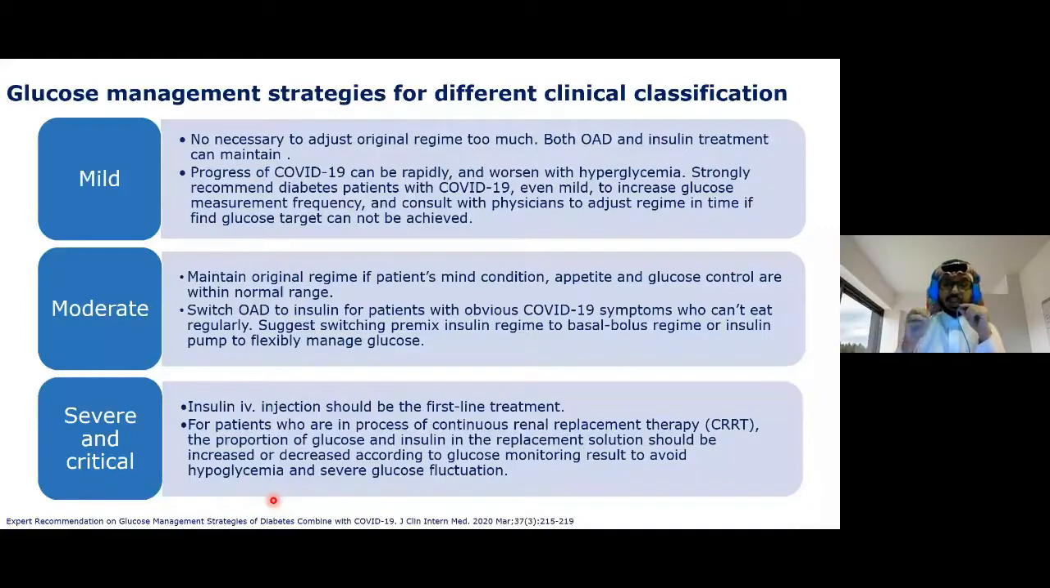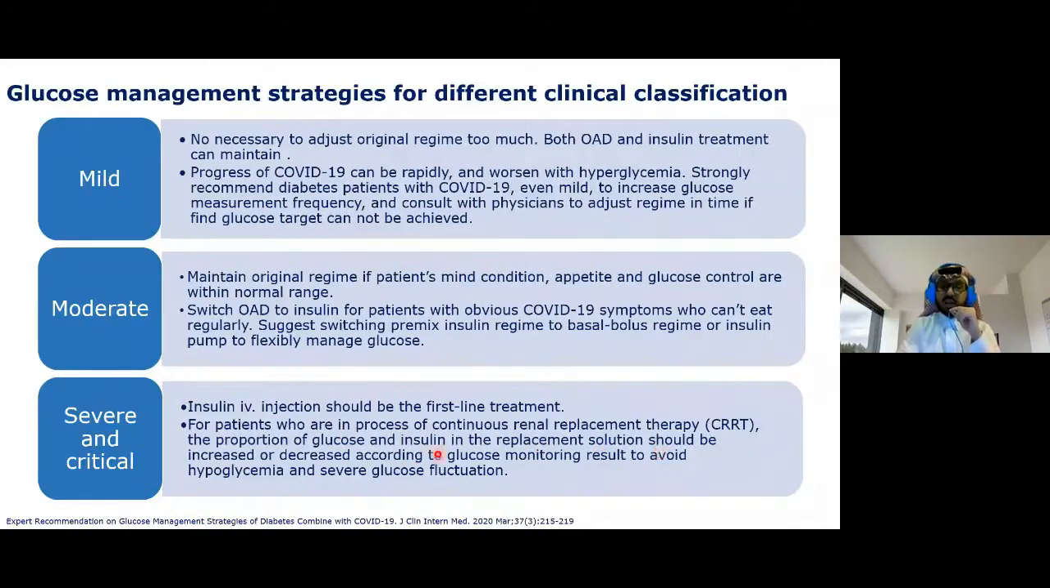In those with moderate disease, maintain the original regimen if the patient's condition is mild, and if appetite and glucose control are within normal range, maintain everything. Try to switch from oral to insulin for those who start to have severe symptoms and cannot eat regularly. Suggest switching premix insulin to basal bolus or an insulin pump for flexibility in managing glucose. For those severe or critically ill in the ICU, we prefer IV insulin as first-line treatment. For patients on CRRT, continuous renal replacement therapy, the proportion of glucose and insulin in the replacement solution should be increased.